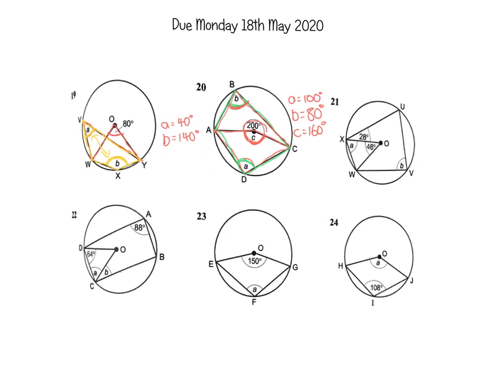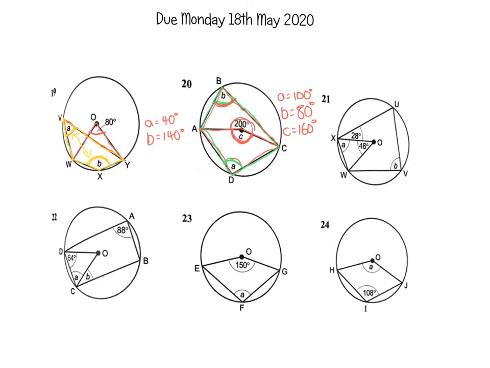Question 21. I think most of you got 21 and 22 quite well. Remembering this is the centre, these are both radiuses. So these two angles at the bottom are the same size. So 180 take 46 is 134, divided by 2 is 67. So A is 67 degrees.